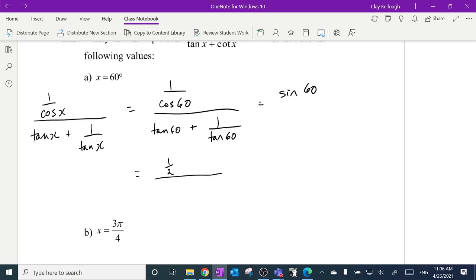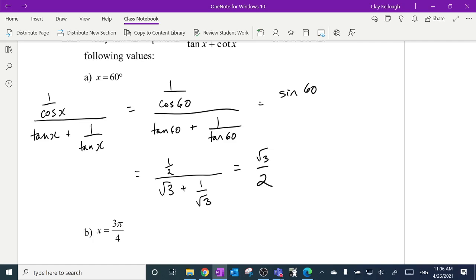Am I right about that? Is the tangent of 60 √3? Because sine is √3 over 2, and sine over cos. So yeah, I think it's √3. And then this would be 1 over √3. Meanwhile, over here, the sine of 60 is √3 over 2.